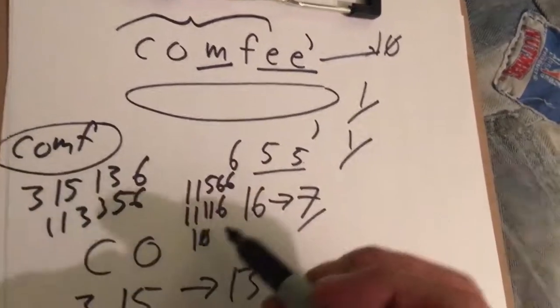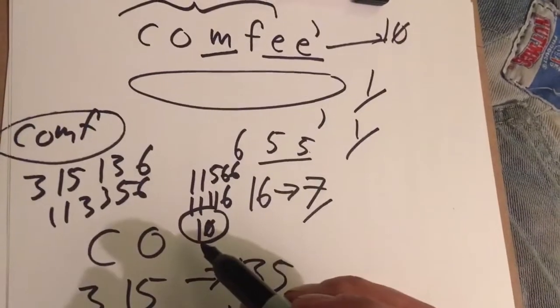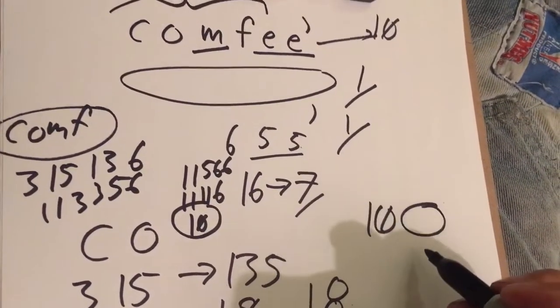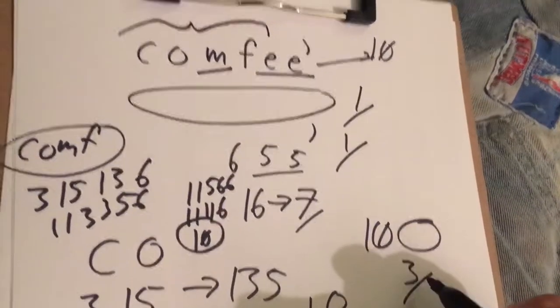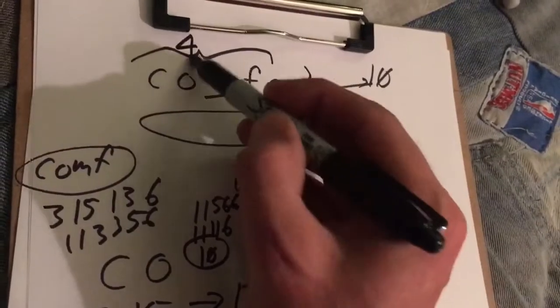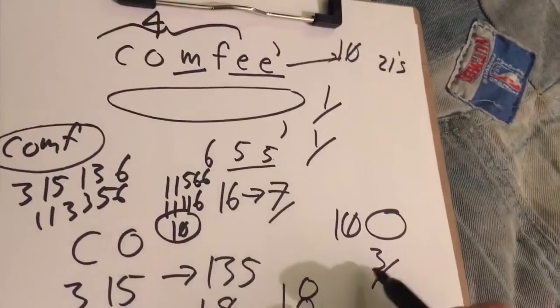Remember, we circled COMF, circle 10, and a circle 10 is a 3. It's a 1, a 0, and the circle. So that's your 2143, okay? Your 2 1s, your 4, your 2 1s, your 4, that make 3.